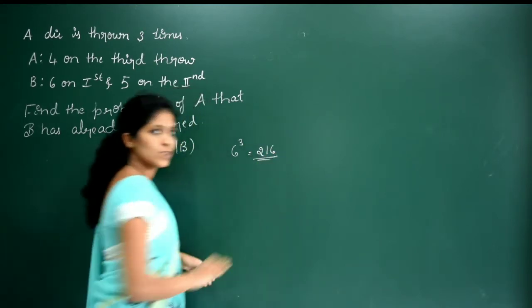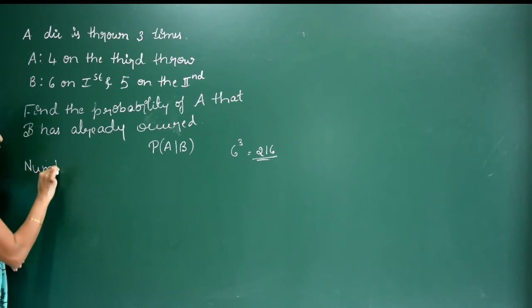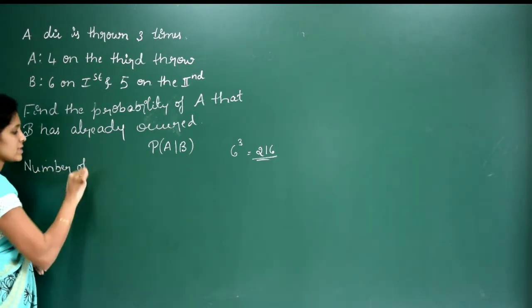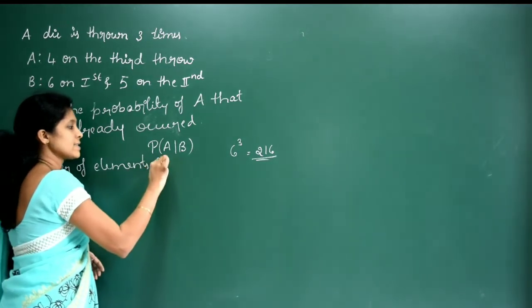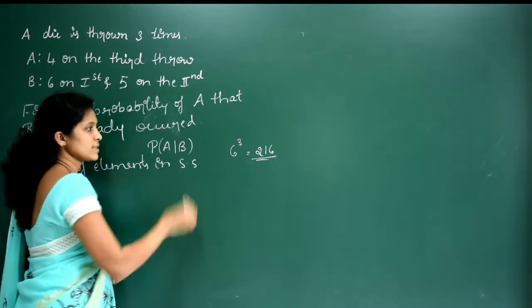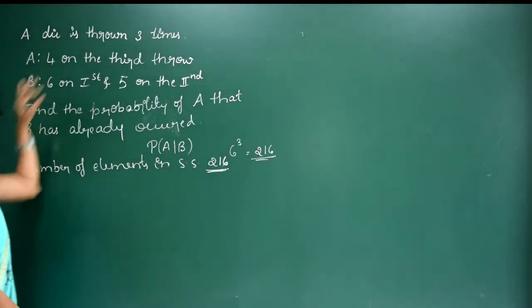Is it clear? So the number of elements in the sample space, we cannot list that. So directly we write the number of elements in the sample space is 216.